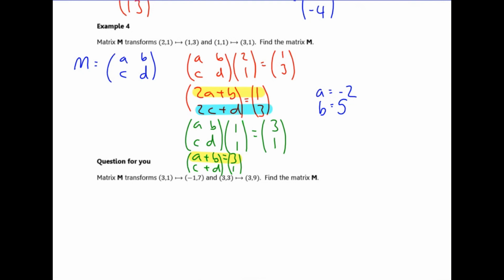And then you can do the same for the other ones. So 2C plus D equals 3, and that C plus D equals 1. Again, you can subtract those. You get rid of D, so you get C equals 2. And then if you sub C equals 2 in, you can get D equals minus 1. So your matrix M is equal to minus 2, 5, 2, minus 1.